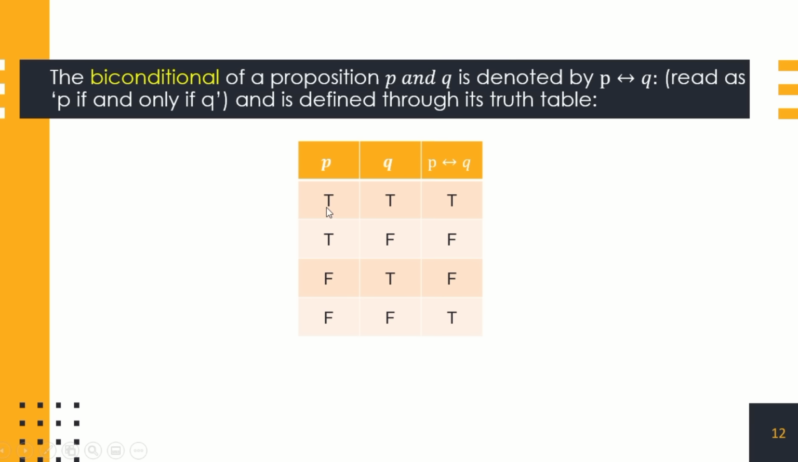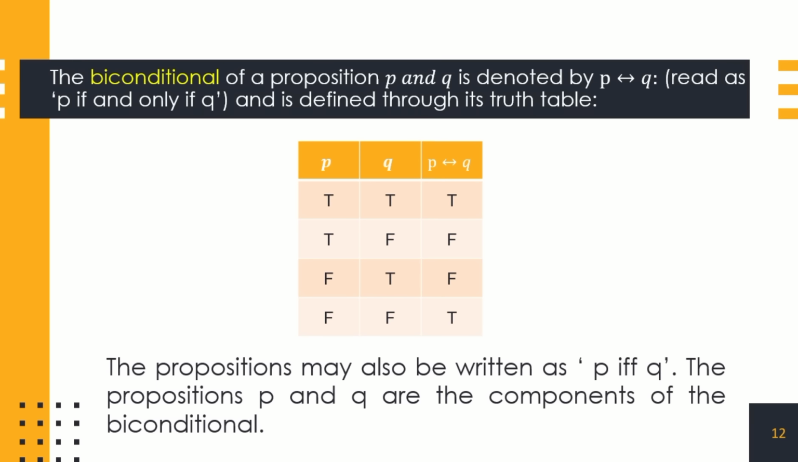So, dito, the first row, true siya. Both P and Q true, kaya true. And sa second row, sa P natin true, ang Q natin false, so false na din. Sa third row, kapag false yung first statement, second statement is true, false pa din. Alright? So dito kapag may isa kang false, so false na. Pero kapag both P and Q are false, the biconditional is true. So, the proposition may be also written as P iff Q. The propositions P and Q are the components of the biconditional.